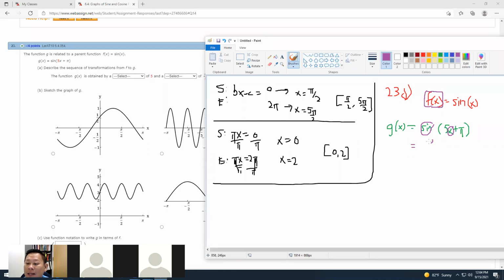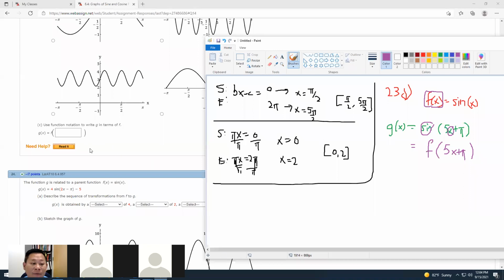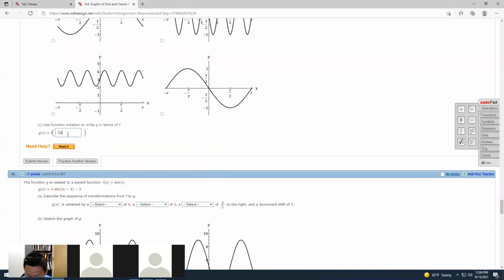So how do we write this? It's f, and because your x here has 5x plus pi inside, you just need to replace it by 5x plus pi. So this is how we write g of x in terms of f of x. What you do here is you just take out your sine and replace it with f, and then anything that is not sine, like the 5x plus pi or anything in front or something else, you just replace it. So this is how you write g of x in terms of f of x. It'll be 5x plus pi in this case.